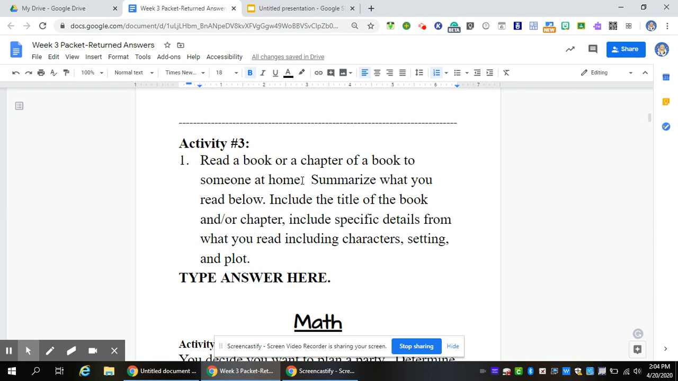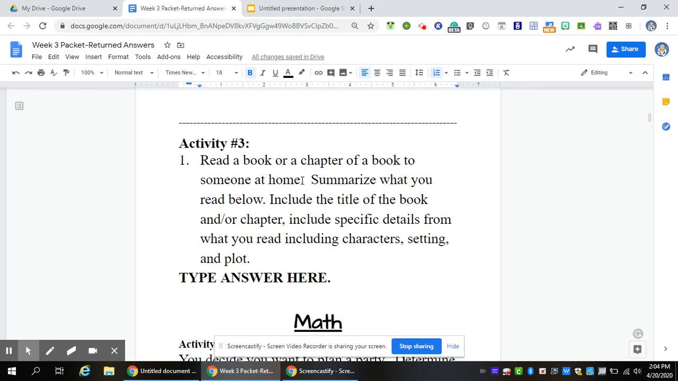Activity 3, they are going to read a book or a chapter book to someone at home, and then they need to summarize what they read. A summary is just another way to restate or retell what the story was about. We do want to make sure that they are including the characters that were in the story, what was the setting, and then the plot is the beginning, middle, and end. So if you have them think about those things, they should be able to create at least a 5-sentence paragraph.